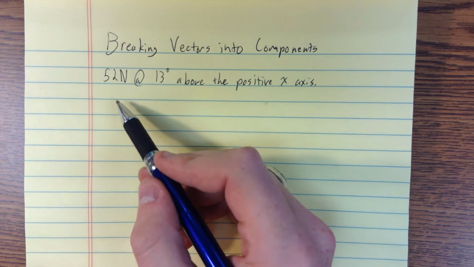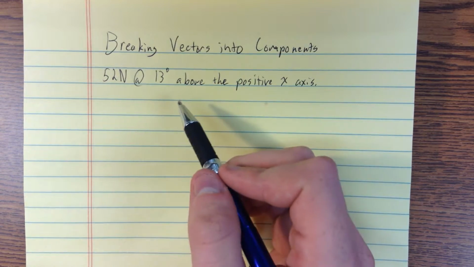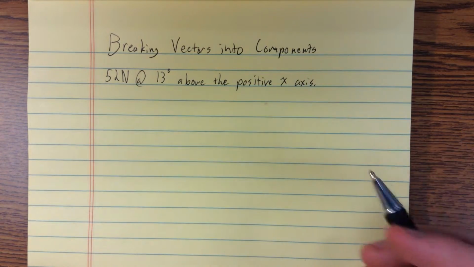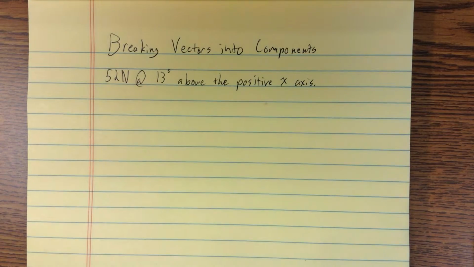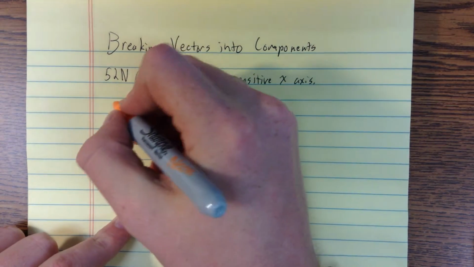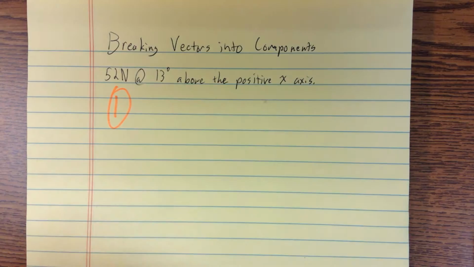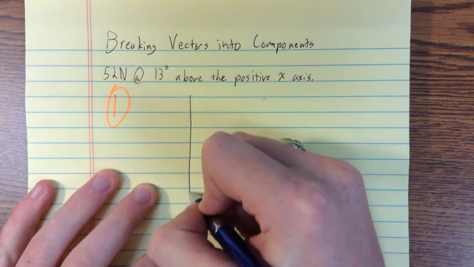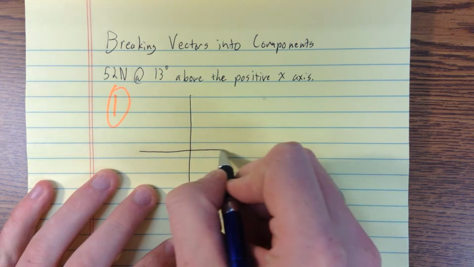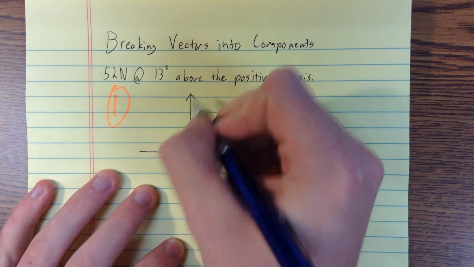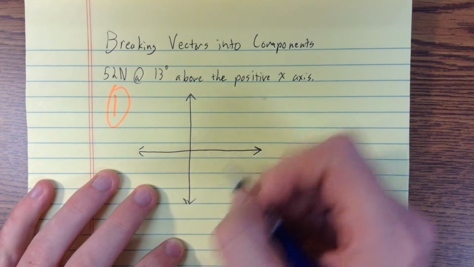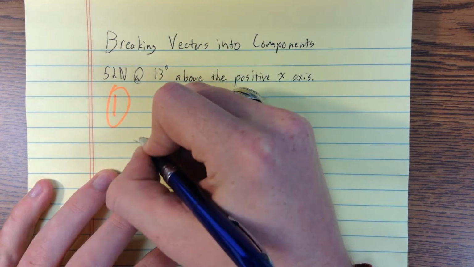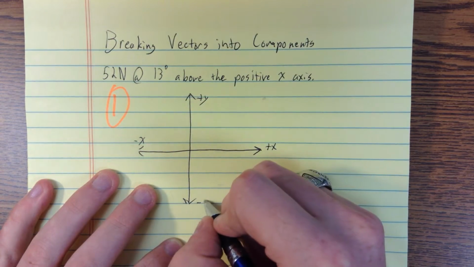If we have a vector of 52 newtons at 13 degrees above the positive x-axis, if we'd like to break this vector into x and y components, the very first thing that we should do is draw a picture. So step one is to draw a picture of this vector. We'll lay out our coordinate system. And we'll have positive x, positive y, negative x, and negative y.